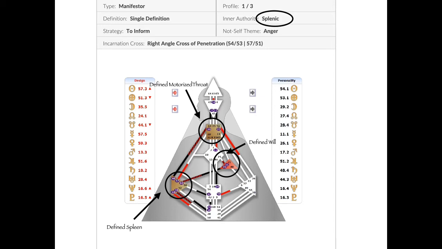Because he had a defined will, there could have been potential for people to want to be competitive with him. There was potential for that.